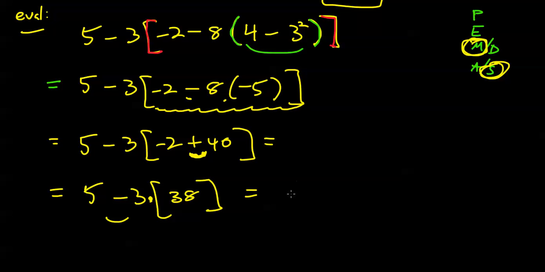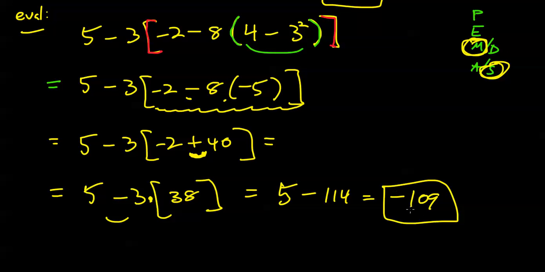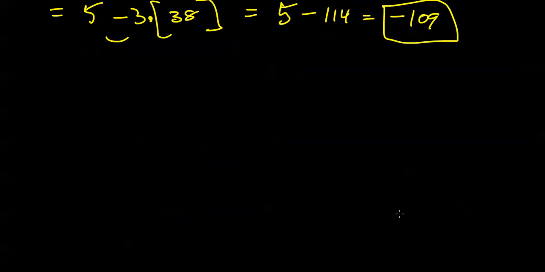Originally, you looked at the wrong piece of the paper I'm working from here. Please forgive me. So 5 minus 114 is minus 109. Okay? 5 minus 114 is minus 109. Alright, let's try another one.